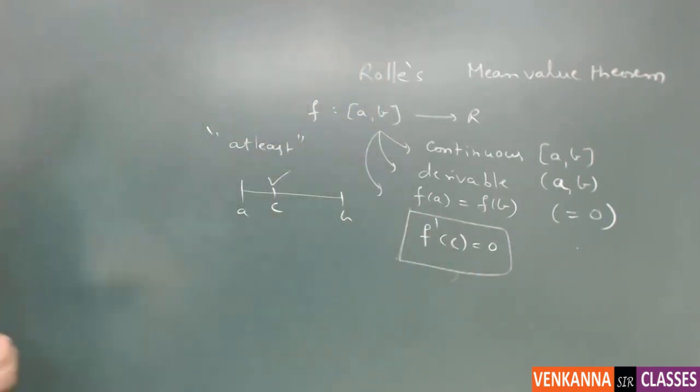This was the statement of Rolle's mean value theorem. So if you have known that, it is okay. Otherwise, please take a note of it. If f is a function defined from closed interval AB to R, having satisfied the three properties, then you are going to find at least one point C which is bigger than A and smaller than B, such that f dash of C is equal to 0. Fine. Is the statement clear?